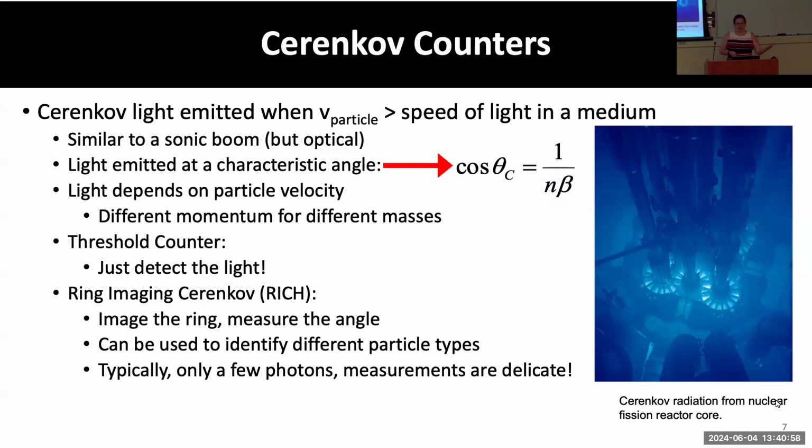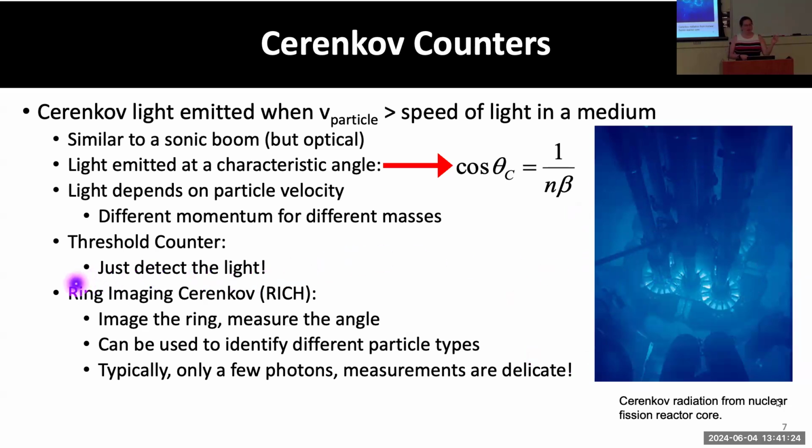This picture here is one of my favorites when I talk about Cherenkov radiation. This is actually Cherenkov radiation from a nuclear fission reactor core. So the Simpsons got it wrong. Radiation isn't green, it's blue. It's often described as a very pretty blue light. So one thing you can do is have a threshold counter where you're just asking, do you see the light at all? Yes, and it triggers.